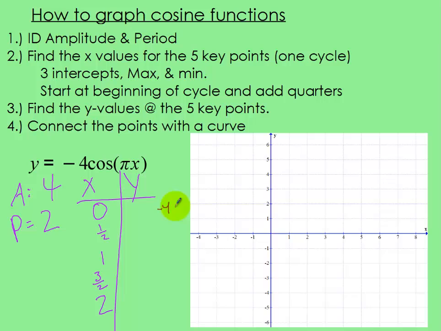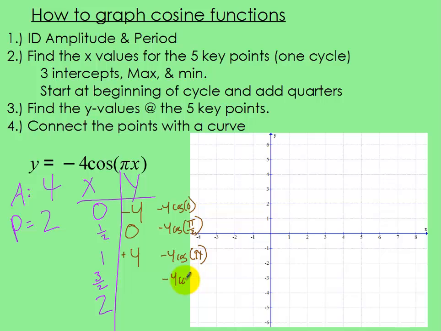I would have -4 times cosine of 0. Cosine of 0 is 1, so this will be -4. Next one's going to be -4 cosine of pi over 2. Cosine of pi over 2 is straight up on the unit circle, so that's going to be 0. Now x is 1, so we have -4 times cosine of pi. Cosine of pi is 180 degrees, and its x value is -1, so -1 times -4 is +4.